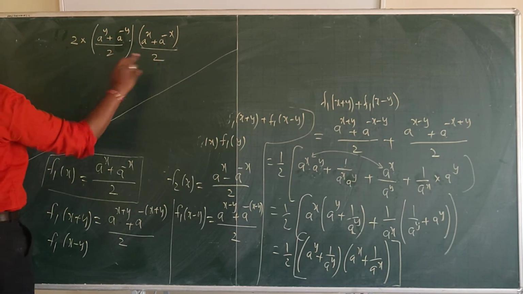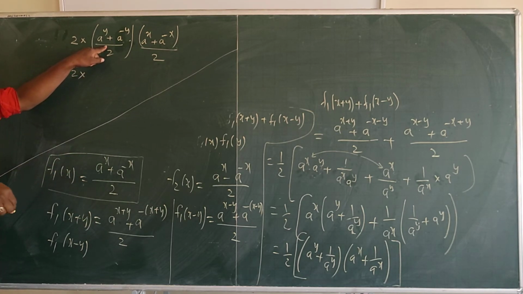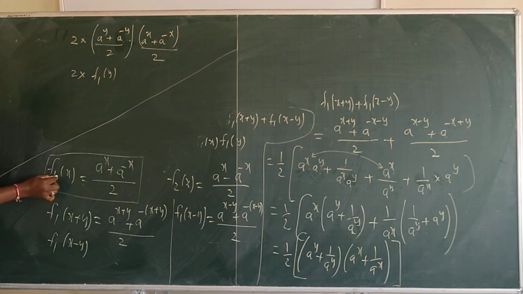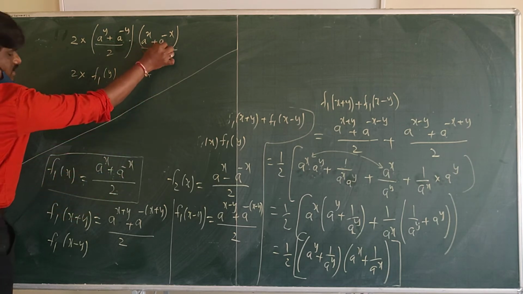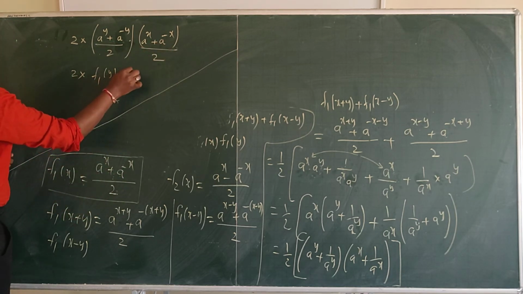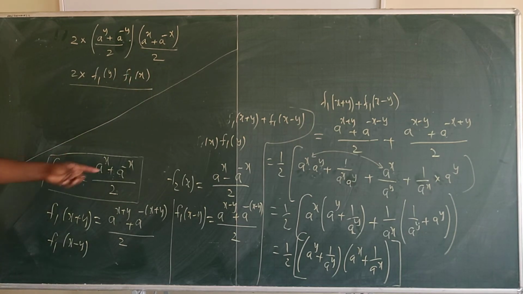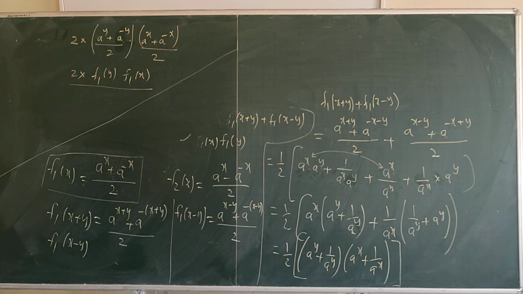I multiplied and divided. Now this picture is indicating the question. This is f1 of y, and this is f1 of x. So f1 of y will be a power y plus a power minus y divided by 2, and this one indicates f1 of x. So the answer is 2 into f1x into f1y. So D option was the right answer. Right? Understood?